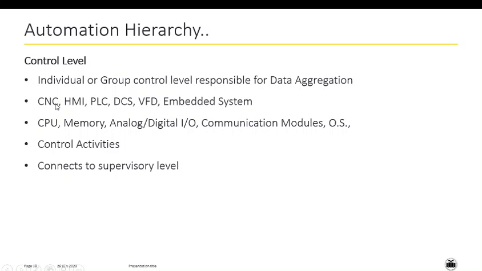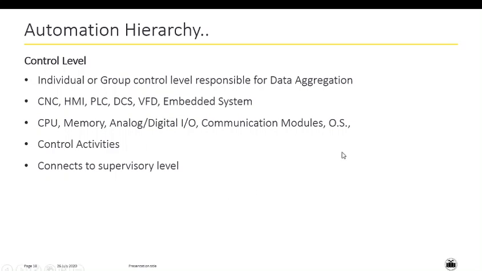What is the hardware of these components? It consists of the CPU, the central processing unit, which is the heart of that particular controller system. Memory is there. There are various kinds of memories: RAM, ROM, EEPROM. Analog and digital inputs and outputs are there for getting the data and for giving the data. Various communication modules are there to transmit data from one place to another, one controller to another, one level to another level, and they are connected in the networking.